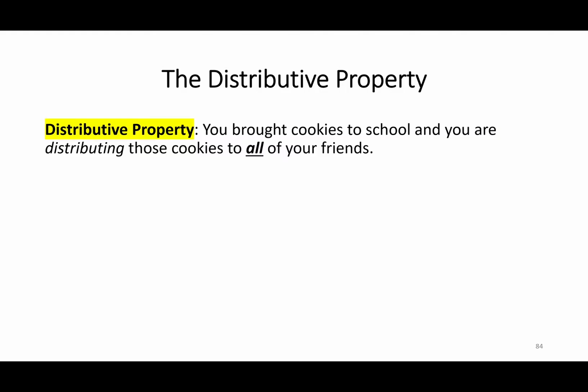The distributive property is really fun. You brought cookies to school. You're distributing those cookies to all of your friends. That's it. That's really all there is. Like literally, that's it. You're giving away cookies. So let's imagine the situation.